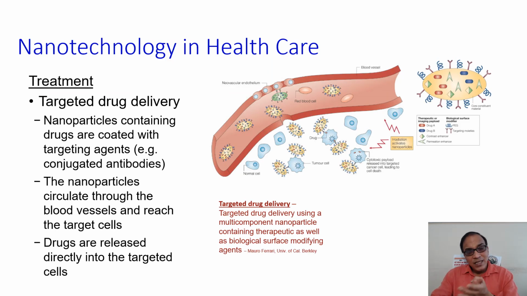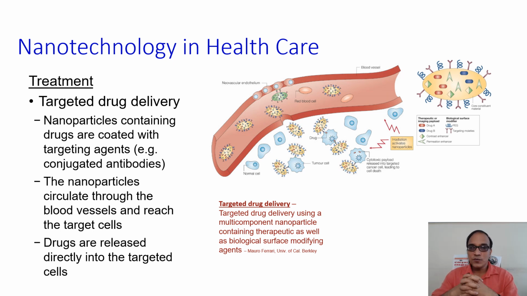Now let's take an example. In targeted drug delivery, nanoparticles containing drugs are coated with targeting agents or targeting moieties, which we learned about in our beginning lectures. Targeting moieties are like conjugated antibodies. They are attached to or coated on the nanoparticles, and they identify the target organ. The nanoparticles circulate through the blood vessels and reach the target cells, and these targeting moieties identify the target organs or tumors, and drugs are released directly into the target cells.